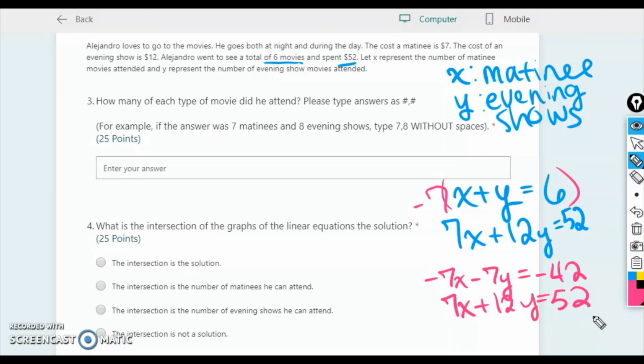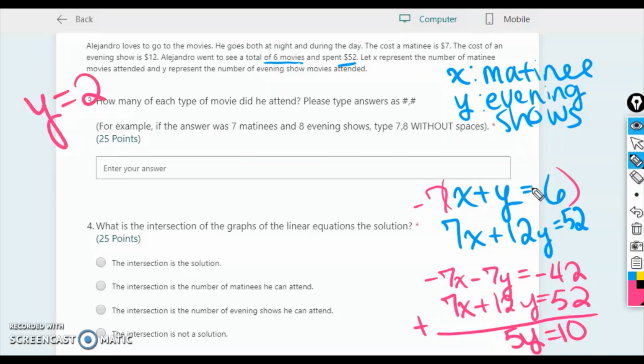And now I can add straight down for elimination. X's cancel out. Negative 7y and 12y is 5y. Equals negative 42 and 52 is 10. If I divide both sides by 5, that would be y equals 2. So if I know that y equals 2, I need to plug it back into this one, would probably be the easiest, because x plus y equals 6. If I know x plus y equals 6, and y is 2, so x should be easy to solve for. So whatever your x value is, let's say if it was 13, you do 13, 2. If your x value is 10, you do 10, 2.